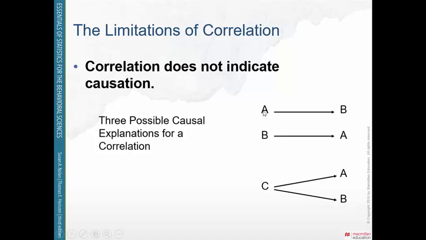Okay, so the limits of correlation here is correlation does not indicate causation. We could have variable A affecting variable B, causing variable B. We could have the reverse causation, or we could have a third variable that's affecting the other two. So you need to be aware when you get a correlation not to jump to the conclusion that one variable is causing a change in the other. With correlations, there's multiple explanations.